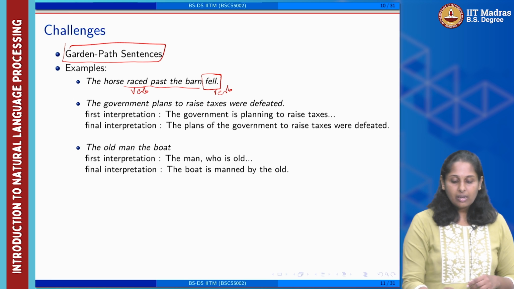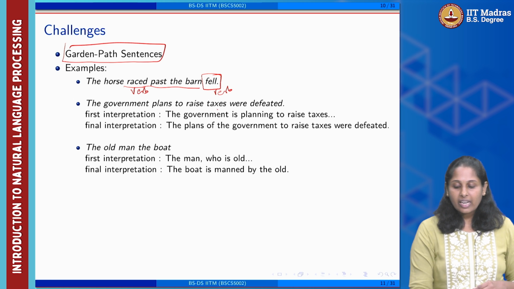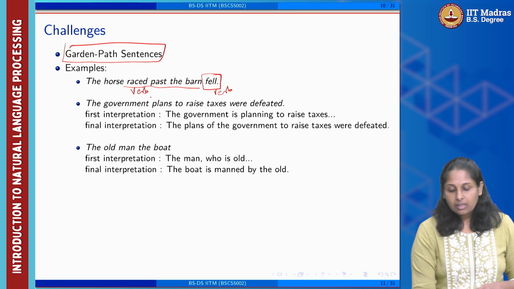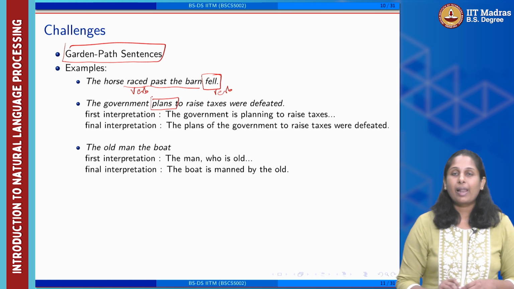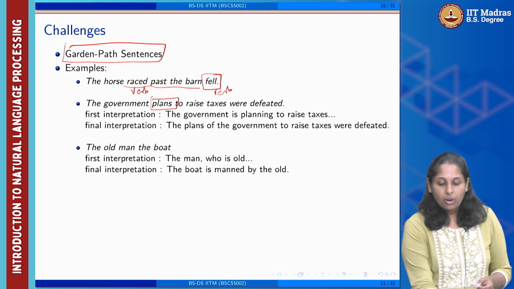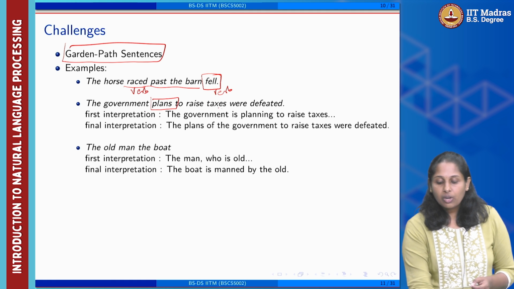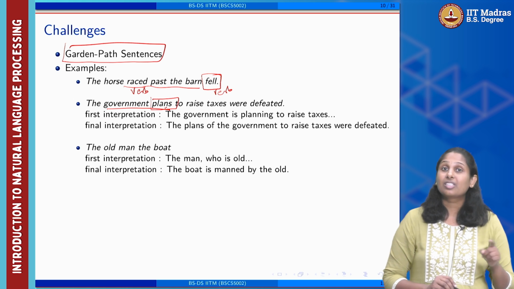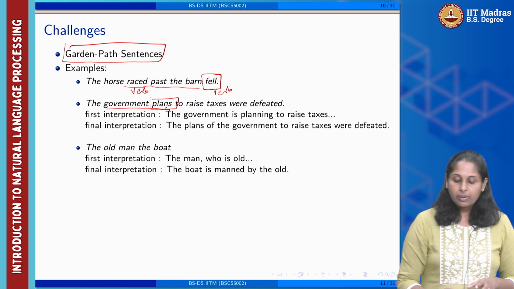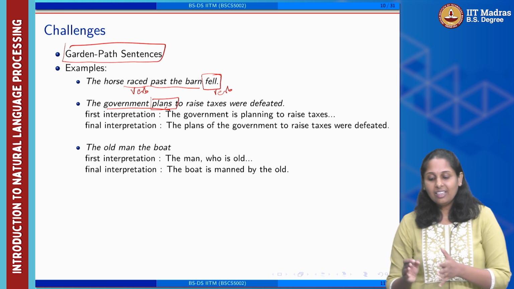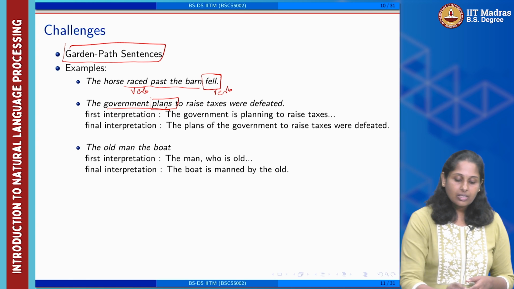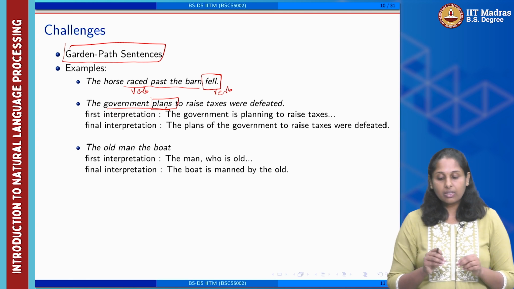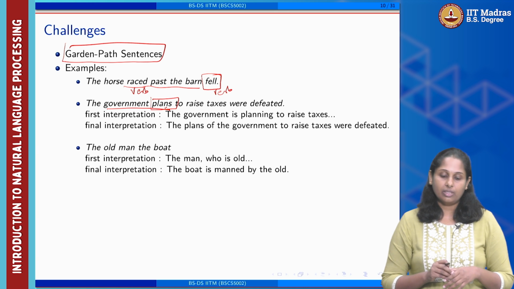Similarly, the government plans to raise taxes were defeated. When we start reading the sentence, the first interpretation is that plans looks like a verb. But once you keep reading, you come back and see, oh no, it's not a verb, it is the government's plans, so it is a noun, right. The first interpretation is that the government is planning to raise the tax, whereas the final interpretation after completing the sentence is that the plans of the government to raise taxes were defeated, right.